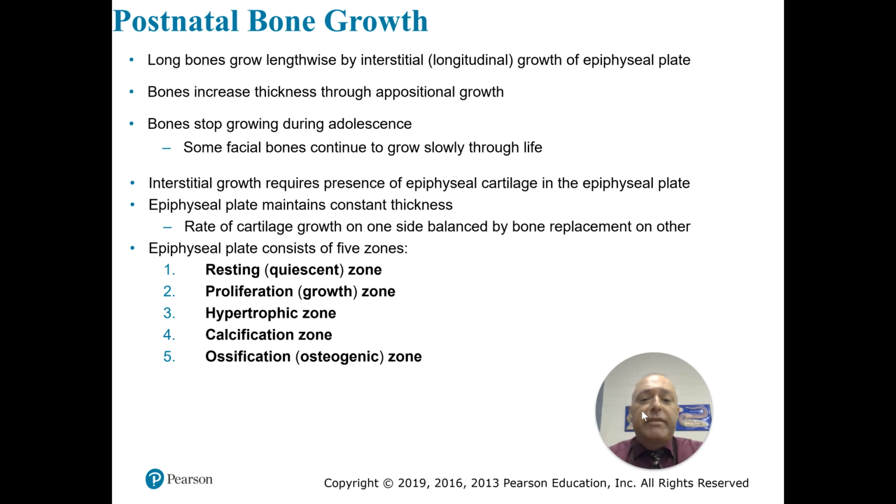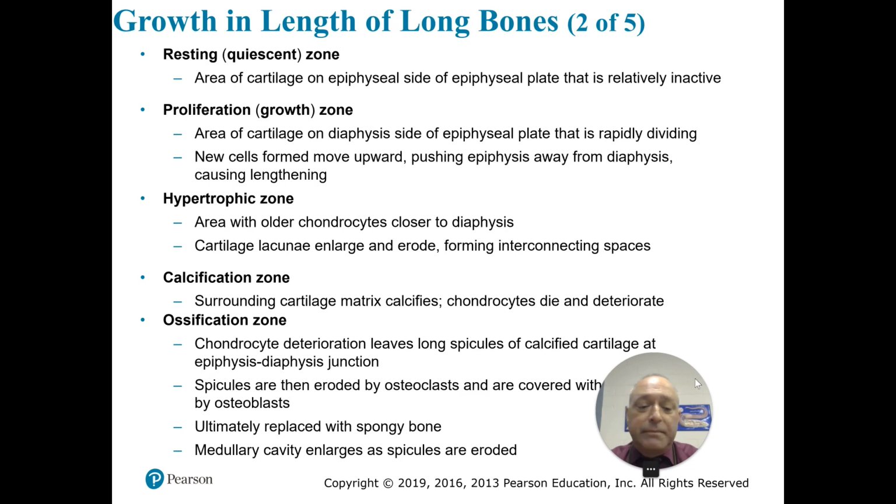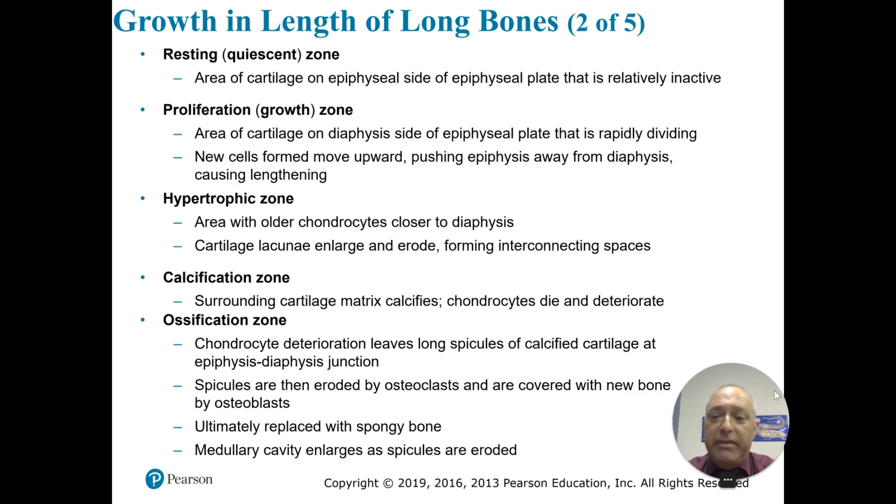Interstitial growth requires the presence of an epiphyseal cartilage in the epiphyseal plate, and the epiphyseal plate remains relatively thick. Let's take a closer look at it. There's a resting zone, which is quiescent, a proliferative zone, which is growth, a hypertrophic zone, which is overgrowth, a calcification zone, and an ossification zone, which would be the osteogenic center.